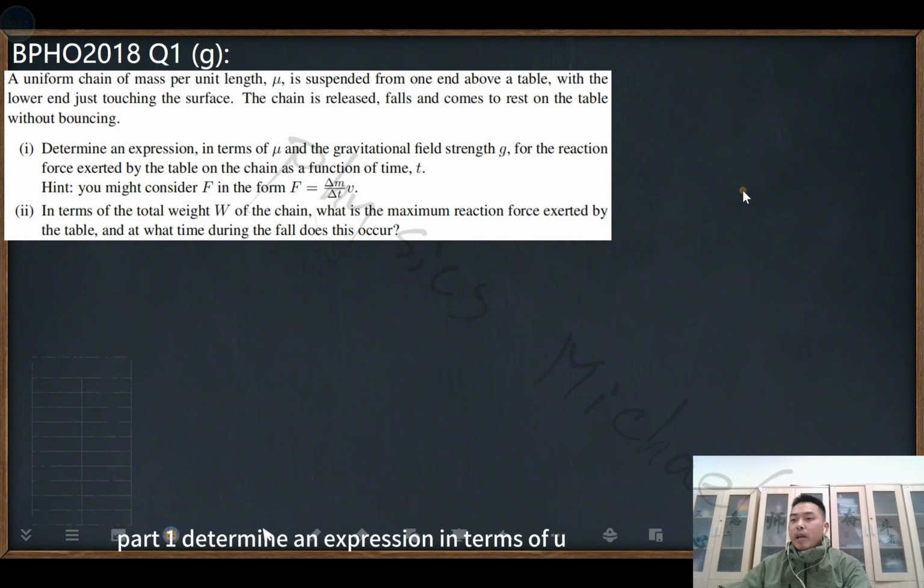Part 1. Determine an expression in terms of mu and the gravitational field strength g for the reaction force exerted by the table on the chain as a function of time t. Part 2. In terms of the total weight, W, of the chain, what is the maximum reaction force exerted by the table, and at what time during the fall does this occur?